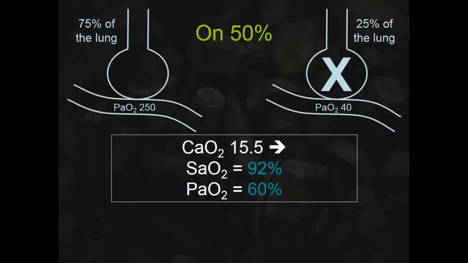PaO2 is only going to go up from 50 to 60, although you increase the FiO2. So the only way to do this is to put someone in a hyperbaric chamber and give them 3 atmospheres. Then you can improve their oxygenation, but nobody's going to be able to survive that easily.